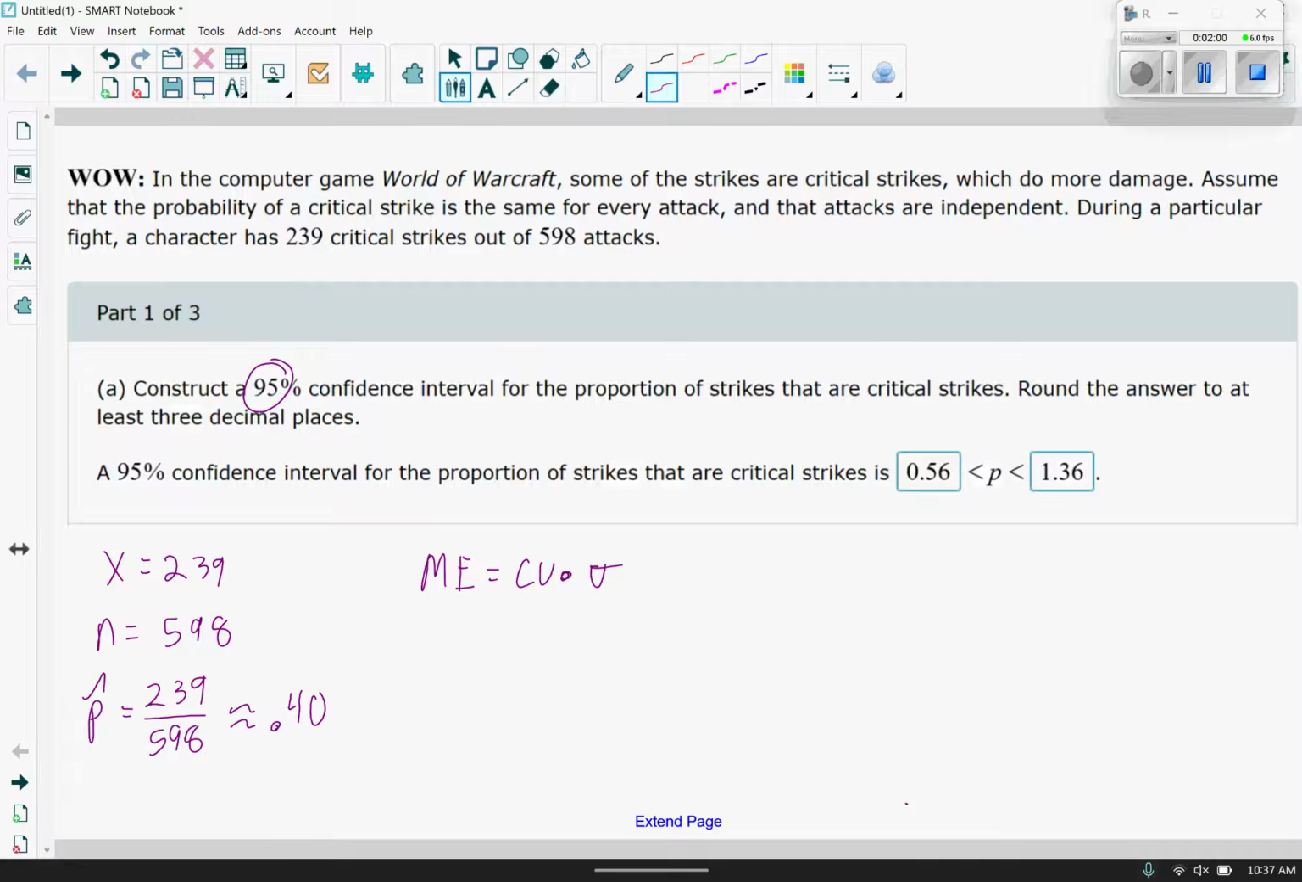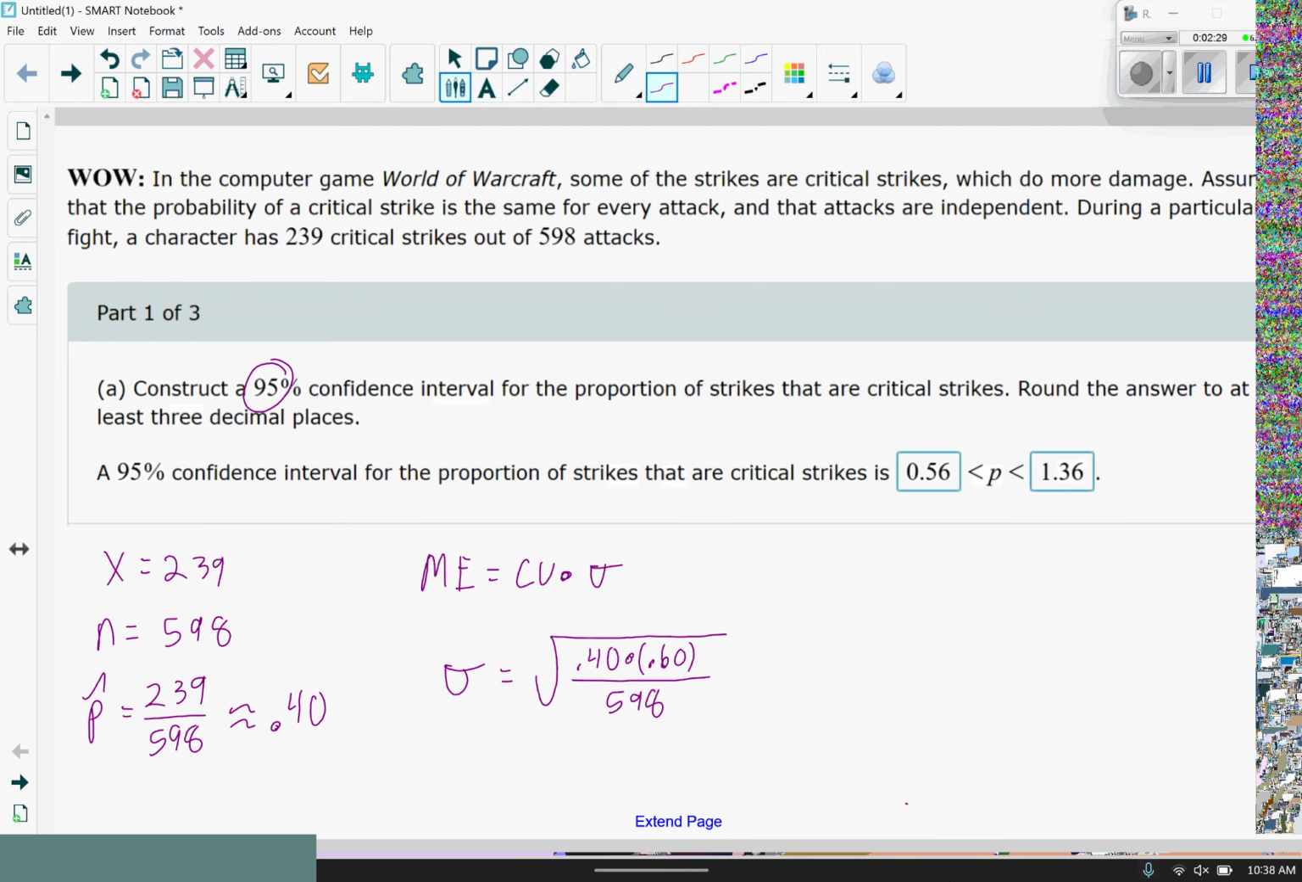For the standard deviation, that's going to be the square root of a success, which is 0.4, times the complement, which is 1 minus 0.4, which turns out to be 0.60, and then divided by the number of values in the sample, n, which is 598. Let's put that in the calculator now.